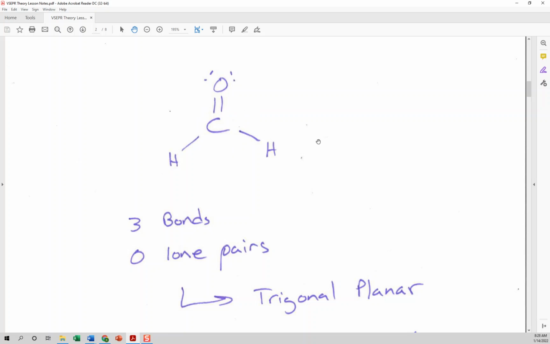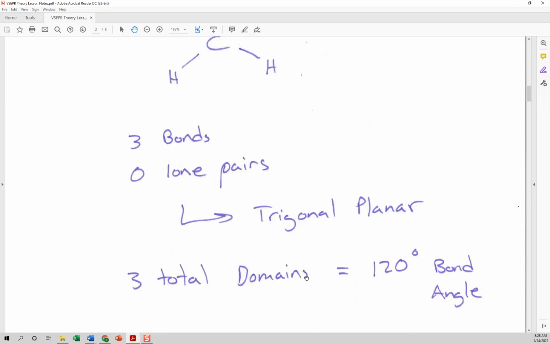If I had 2 domains, it's 180. With 3 domains, it's going to be less than that, right? And so notice it's less than 180. So what do we think it might be? Planar geometry means that all the elements are in the same plane, so the 2-dimensional representation here of the molecule is pretty accurate. If we look at that bond angle, maybe we can understand that it would be 360 divided by 3, so 120 degrees. So whenever you have 3 total domains, the bond angle is going to be around 120 degrees.